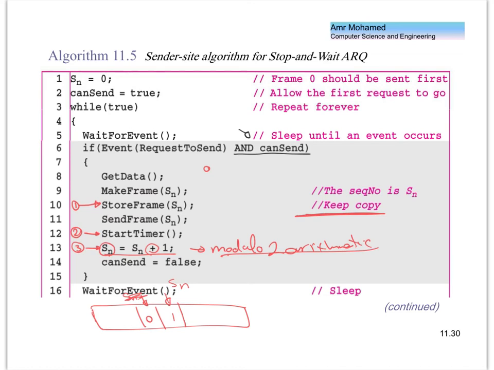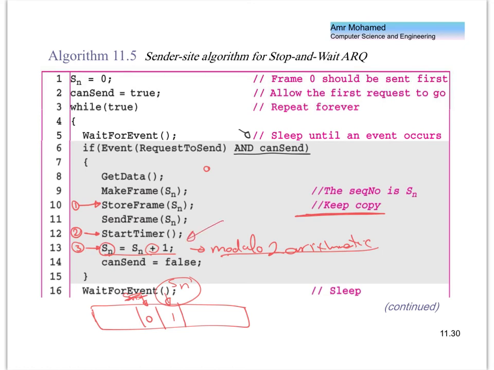So this is the first event, the request to send. Let's see the second event, which is the arrival notification. Rn is pointing now at 1, as I said. Sn has moved from 0 to 1, incremented here.